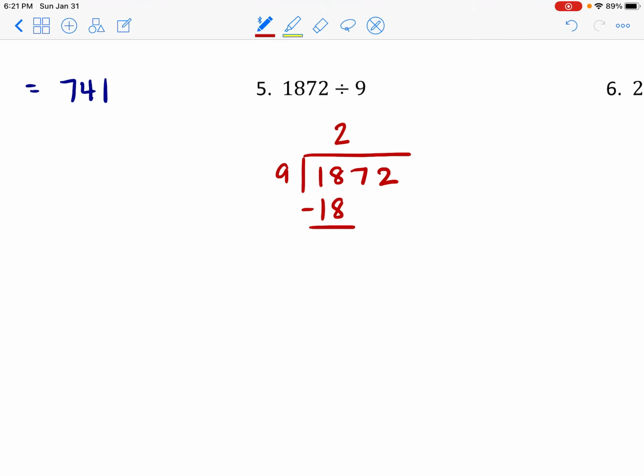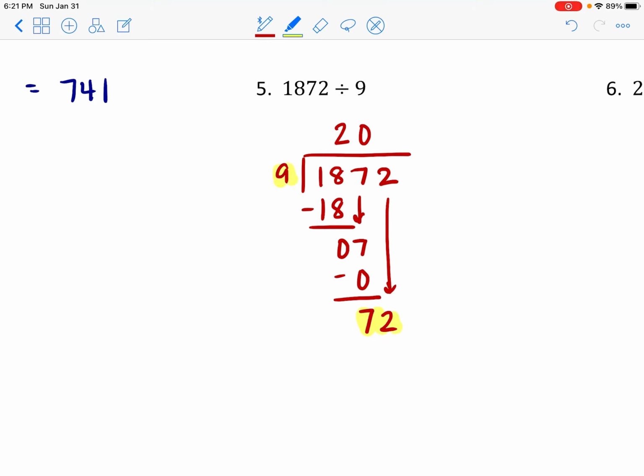Now 18 minus 18 is 0. I'm going to bring down my next digit, and then try this again. How many times does 9 go into 7? Well, it doesn't go into 7, so I'm going to put a 0 here. And 0 times 9 gives me 0. If I subtract, I still have 7. Now I can bring down the 2 and go again.